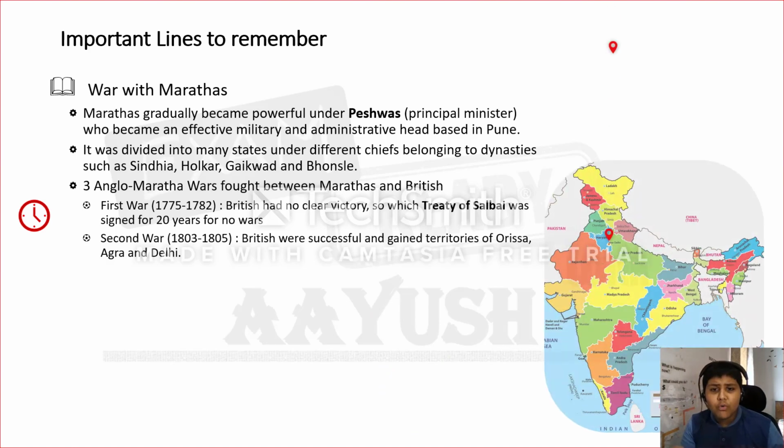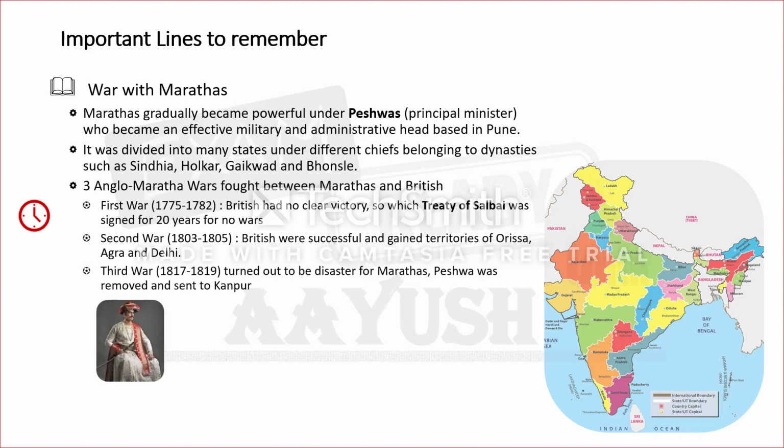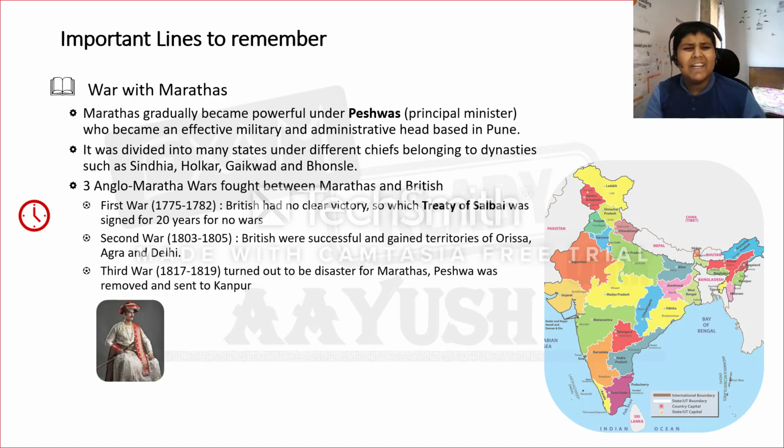So we can see there were no wars for 20 years, and the second war began in 1803 and carried on for 2 years. At the end, the British were successful in capturing the territories of Orissa, Agra, and Delhi. Now they became very powerful. The third war started in 1817. Again, it carried on for 2 years, which was a disaster for the Marathas. The Maratha Empire collapsed into the British Empire, and the Peshwa was sent to Kanpur with a pension.